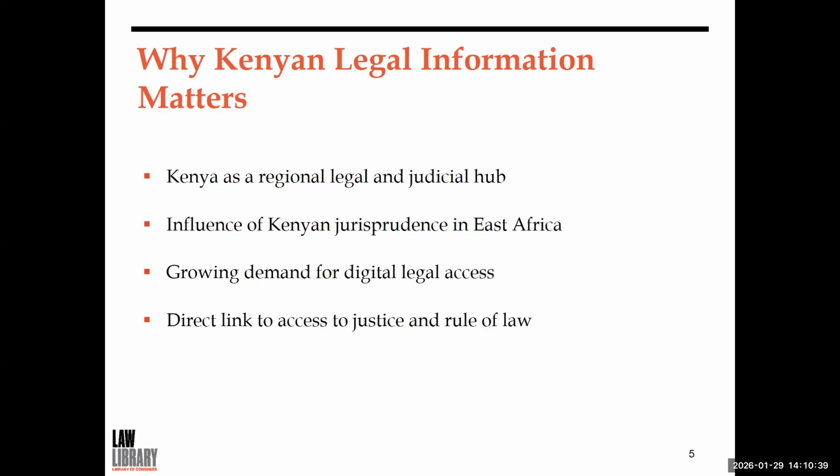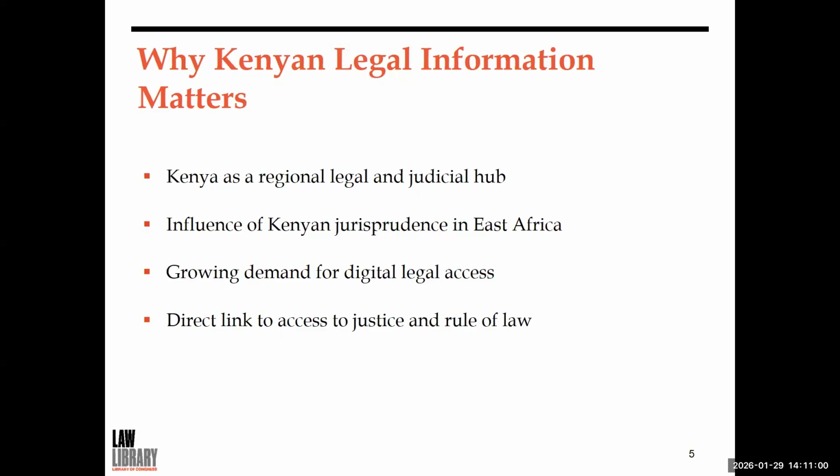Influence of Kenyan jurisprudence in East Africa: Kenyan courts, especially the Supreme Court, Court of Appeal, and High Court, have developed a rich body of jurisprudence that is frequently cited across East Africa.